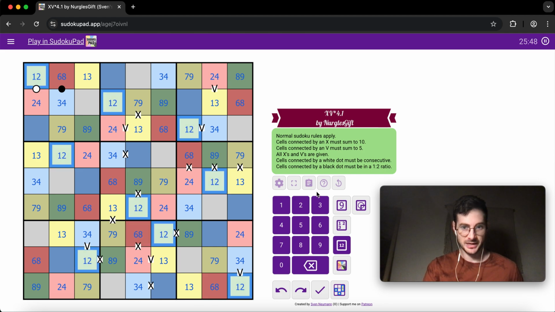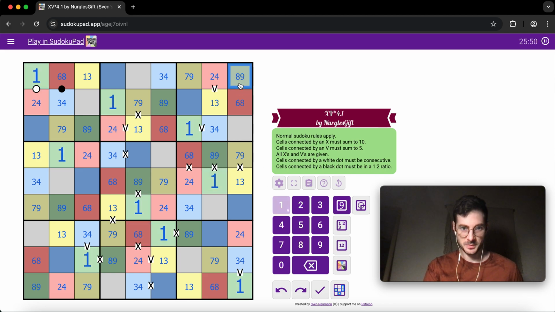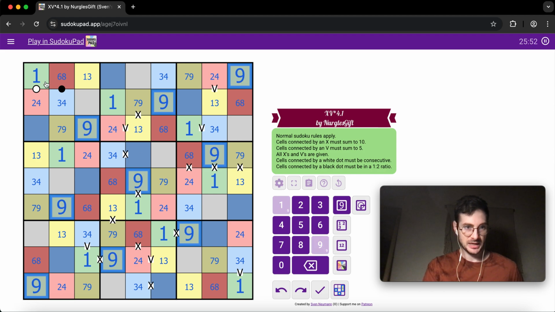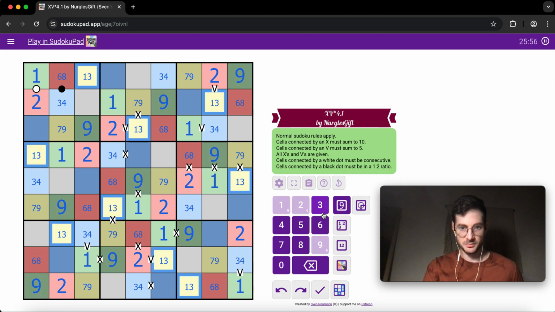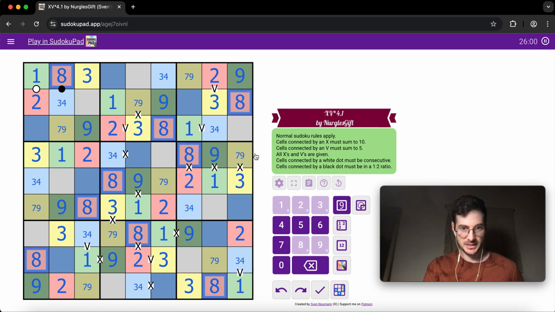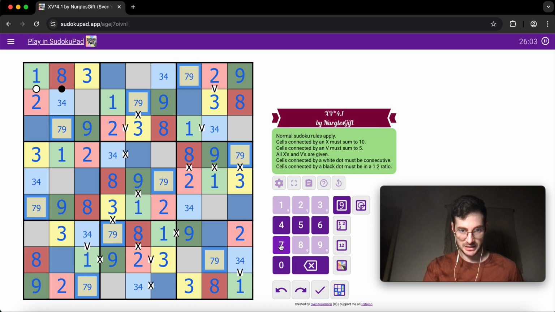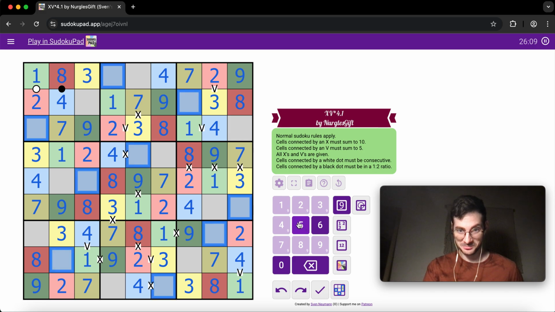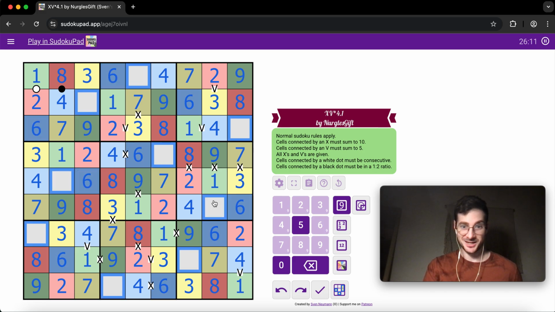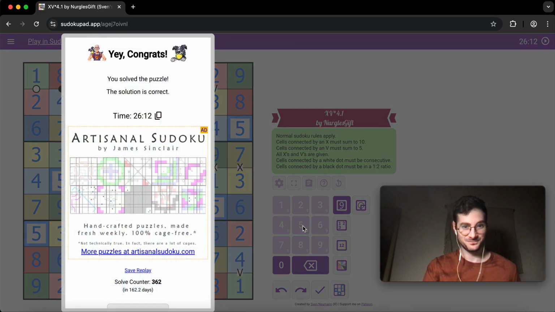So we know our light green is going to be 1, which means our dark green is 9, and our light red must be 2. So our light yellow must be 3, our dark red must be 8, our dark yellow must be 7, our light blue must be 4, dark blue must be 6, and our gray, we already knew, 5. And we're done.